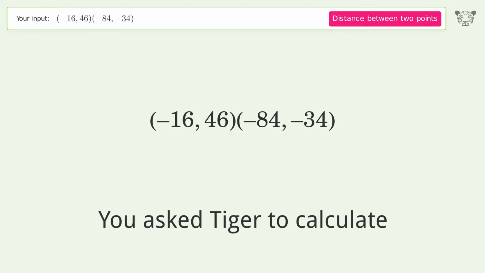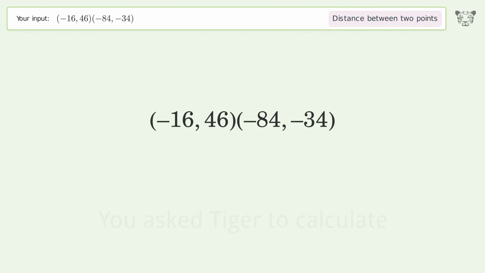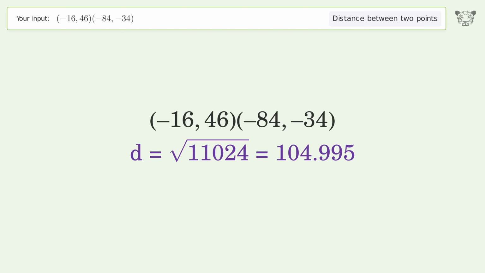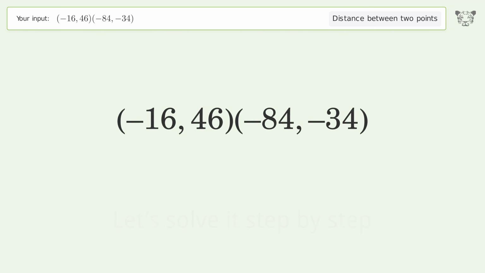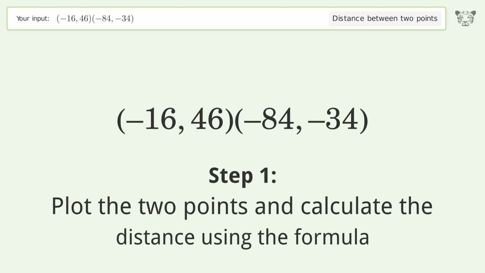You ask Tiger to calculate. This deals with the distance between 2 points. The distance between the 2 points is the square root of 11,024 or 104.995. Let's solve it step by step. Plot the 2 points and calculate the distance using the formula.